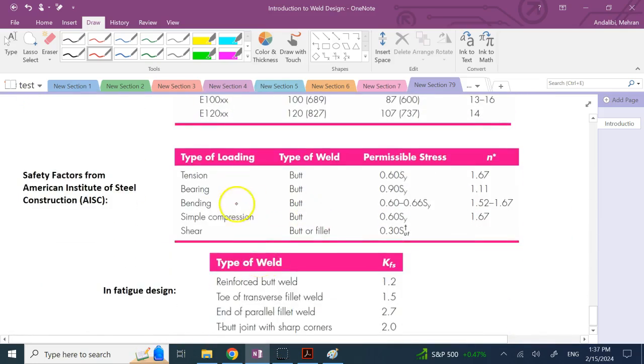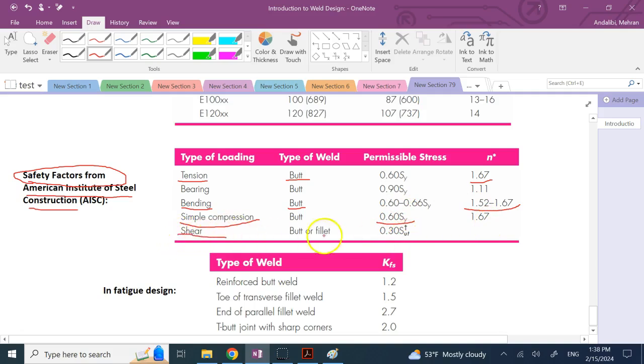What about safety factors? Here you see, based on the American Institute of Steel Construction, AISC, they have some suggestions for safety factors for different types of loading. They said, for instance, if the welded area is under tension and it's a butt weld, use 1.67. If it's a bending butt weld, then use between 1.52 and 1.67, right? If it's simple compression, then use this number for permissible stress, which is basically again 1.67, right?